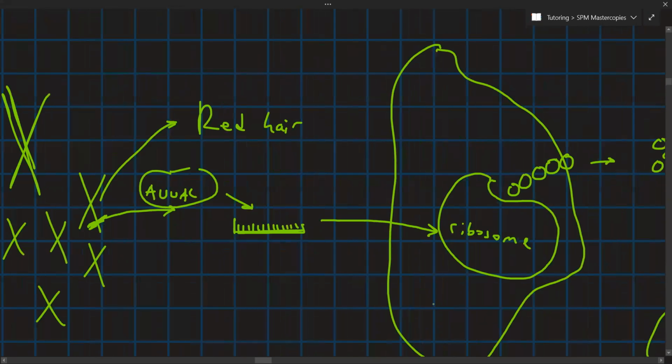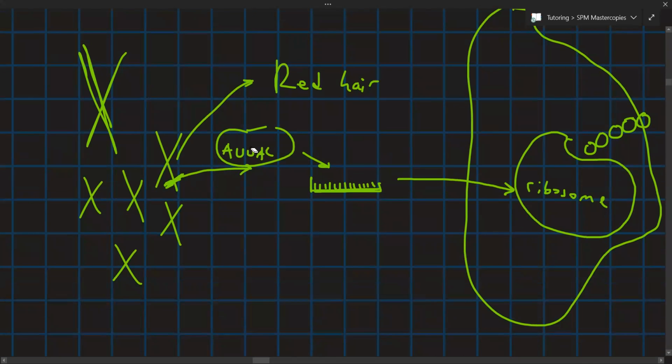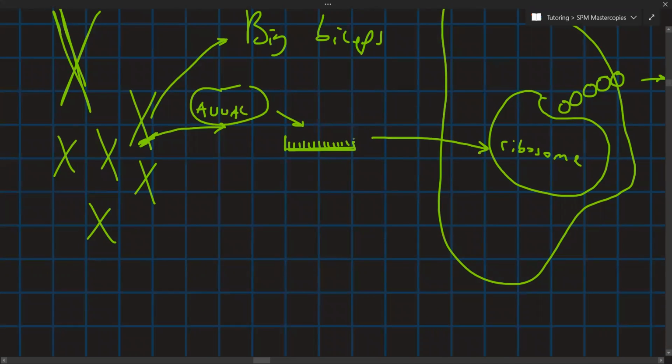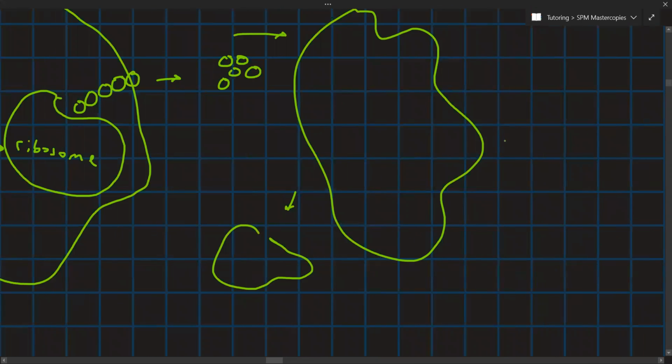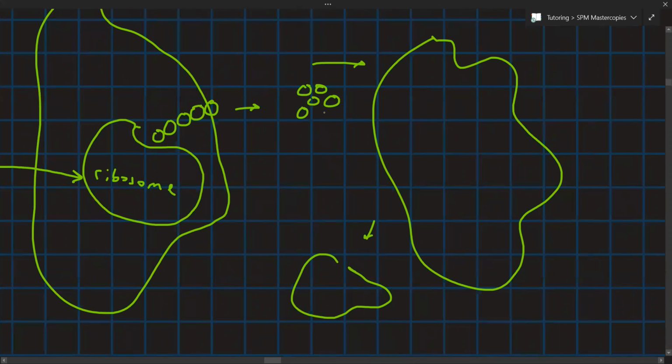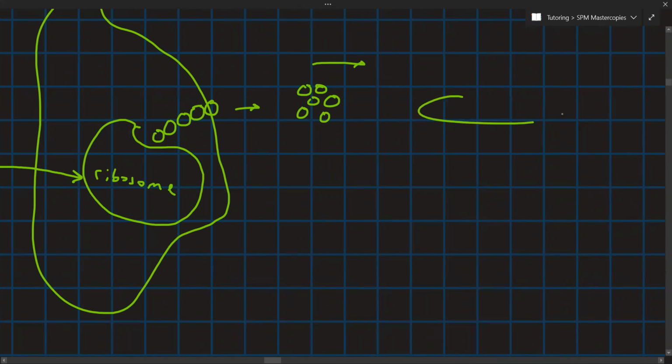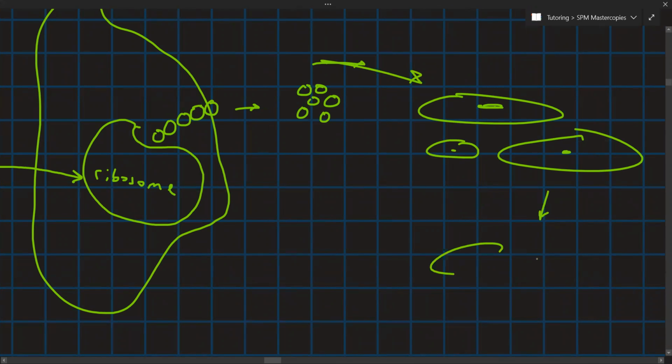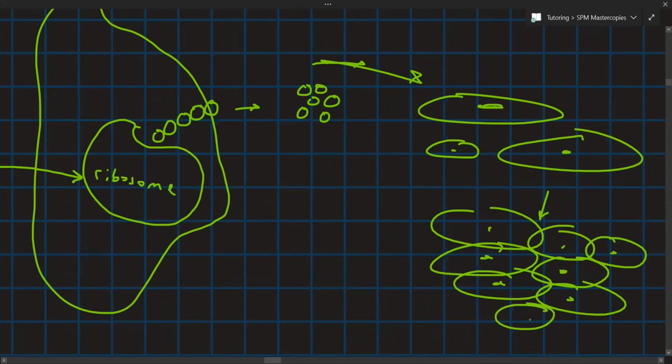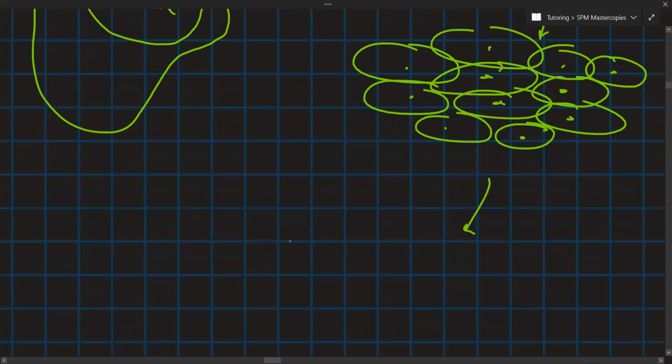So let's say this was the gene for big biceps. Big biceps gene makes a copy of itself. It's read by the ribosome. Ribosome reads the gene and makes proteins. The proteins form muscle cells. It's a bit of a sketch here. It's fine. Muscle cells aggregate in groups. Lots of them combine to form muscle tissue. And tissues form the organ, the bicep.